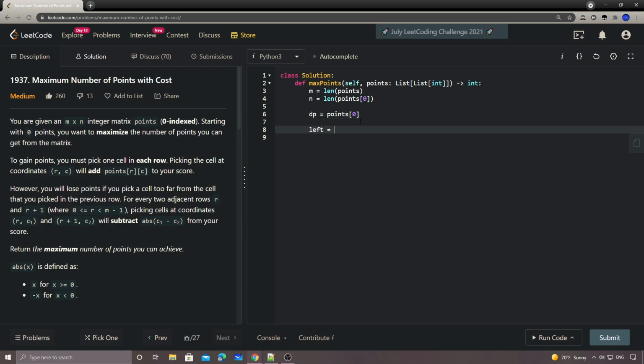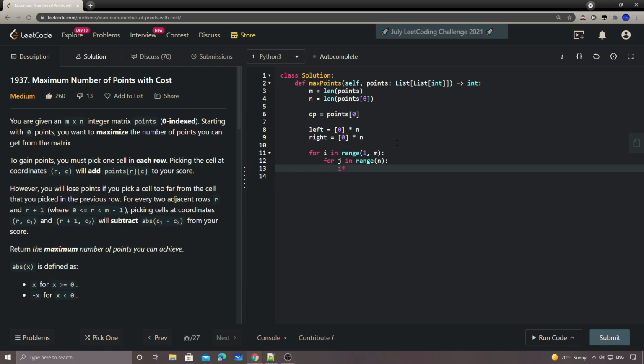And then I'm going to define the left and right. Basically, this left and right means the biggest one we can inherit, we can get from the left side or from the right side, okay. And then for i in range of 1 to m, first we scan from left to right, which is while j in range of n, right?